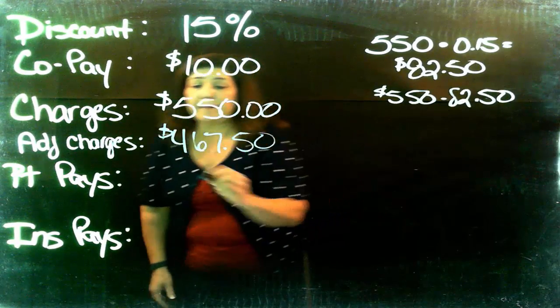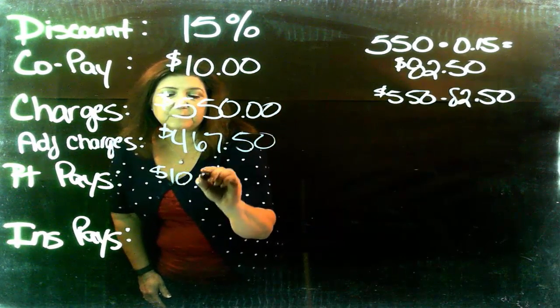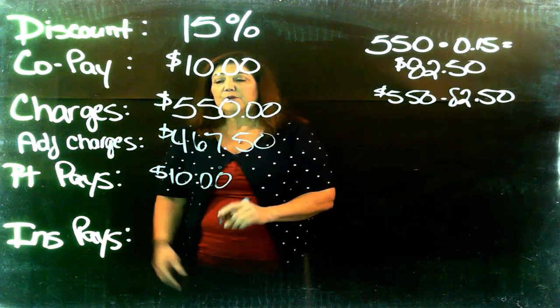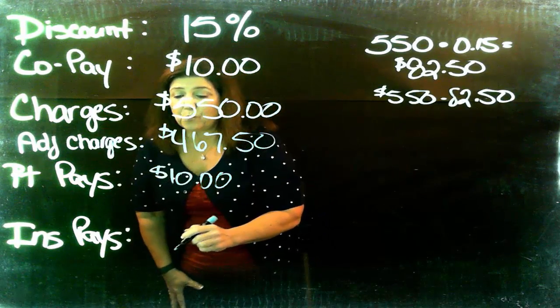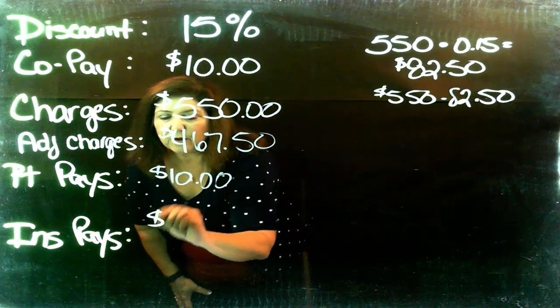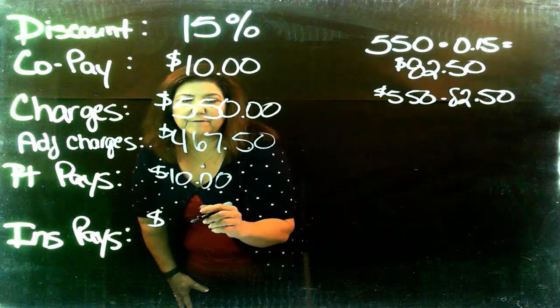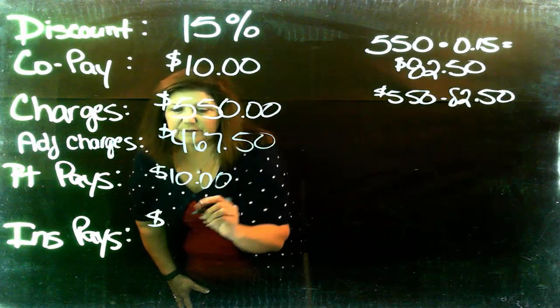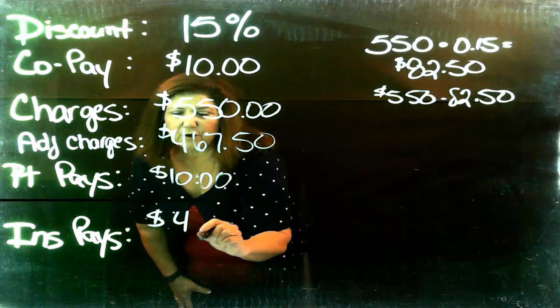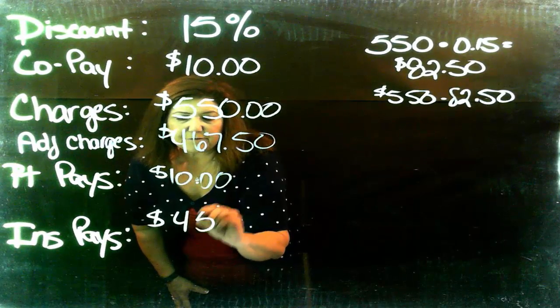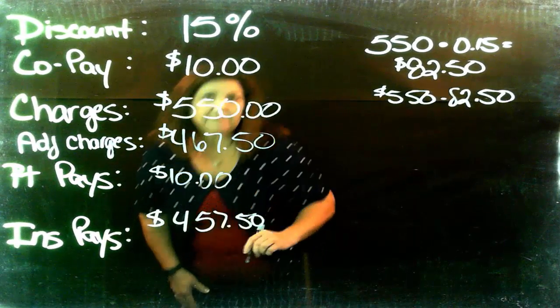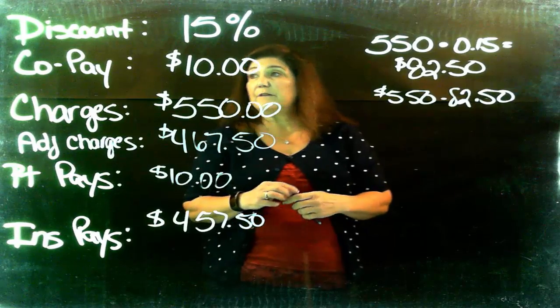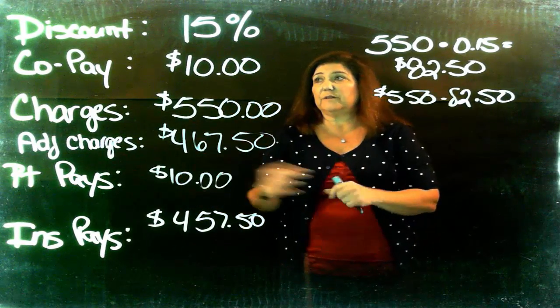Now that said, how much is the patient going to pay? Well, the patient's only going to pay their $10 copay. That's it. So now what's left of that is the portion that the insurance is going to pay, which is the $467.50 minus the 10, which is going to give us $457.50. So that's the way to figure it out if the patient has strictly just a copay.